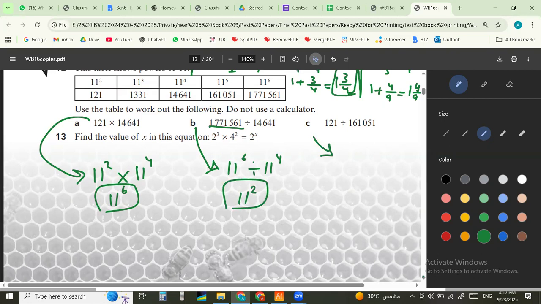And the third one over here, they told you that 121 is 11 to the power of 2, divided by this number, which is 11 to the power of 5. So it's going to give you 11 to the power of -3. 2 minus 5 is -3.